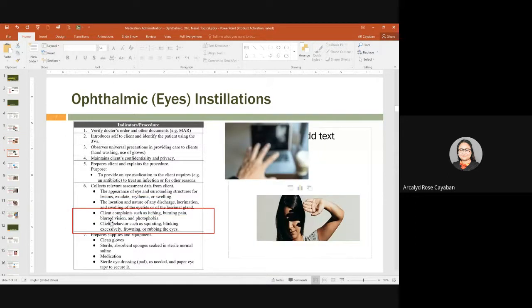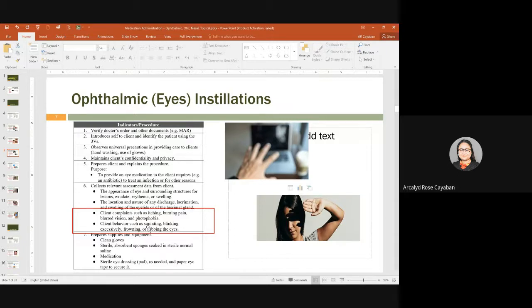We also have to assess, aside from the appearance of the eyes and location of the lacrimal area or swelling of the eyelids, number 3, you have to ask the client if he or she has itching, burning, pain, or has experienced what we call blurred vision or photophobia. Photophobia is fear of the light. Another is you have to observe the client for any behavior of squinting, blinking, frowning, or rubbing. What is squinting? Squinting is like this. And then blinking, of course, excessive blinking. Please take note of this, excessive blinking and frowning, and rubbing of the eyes.